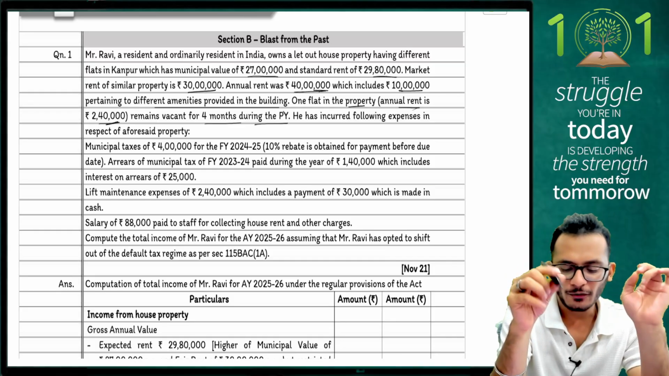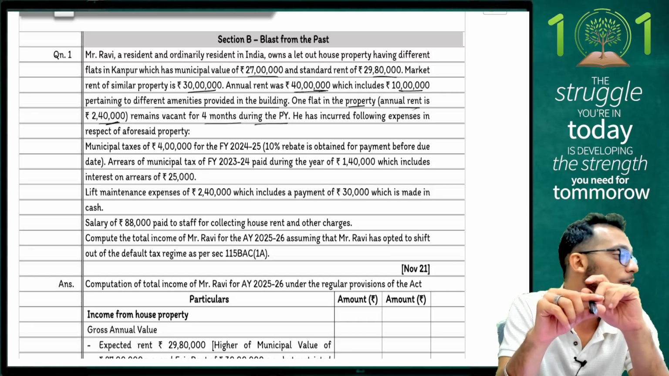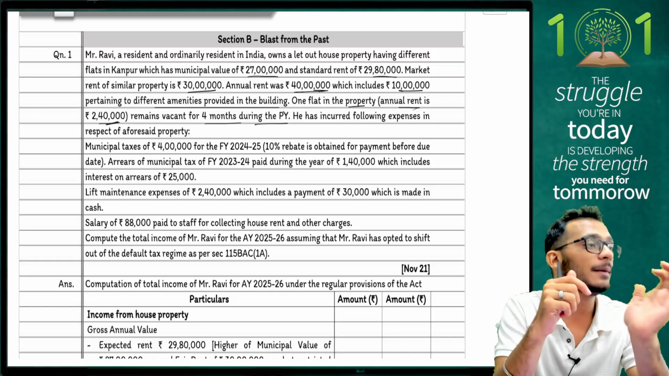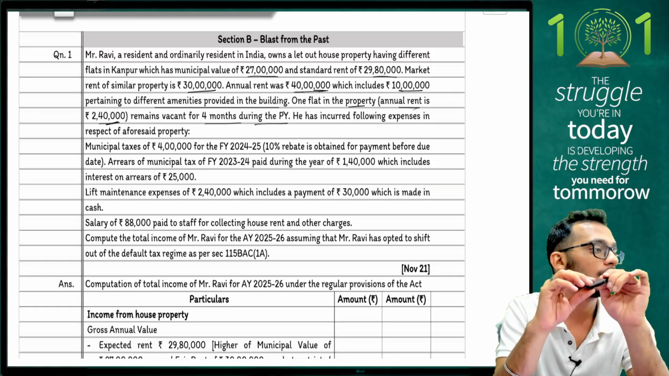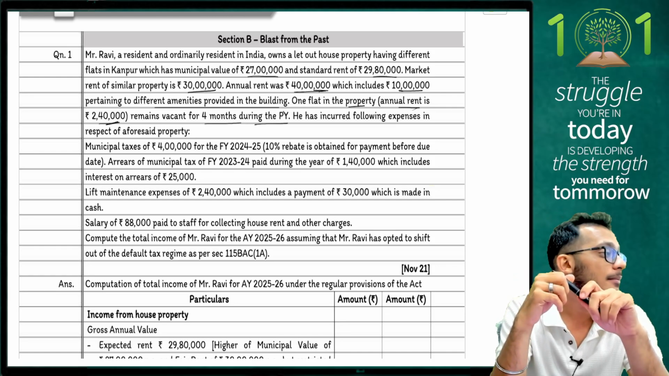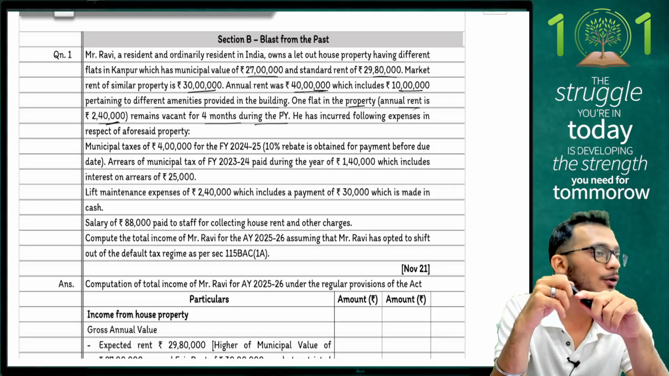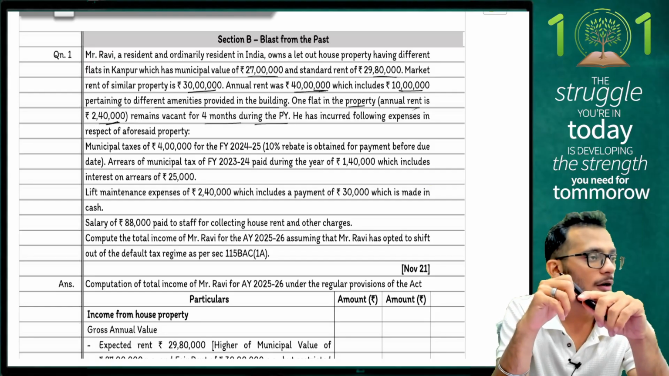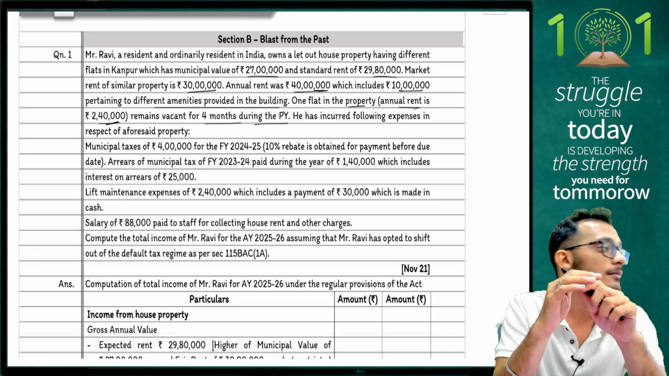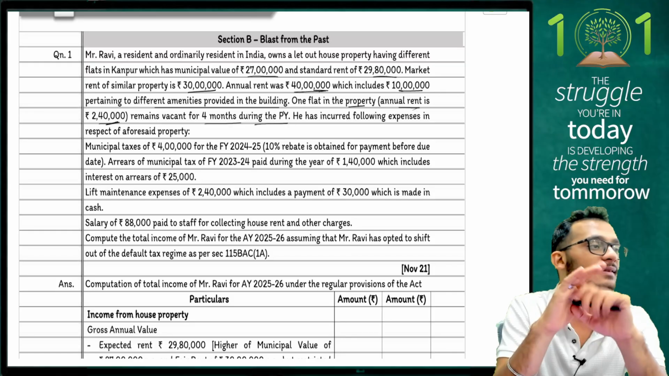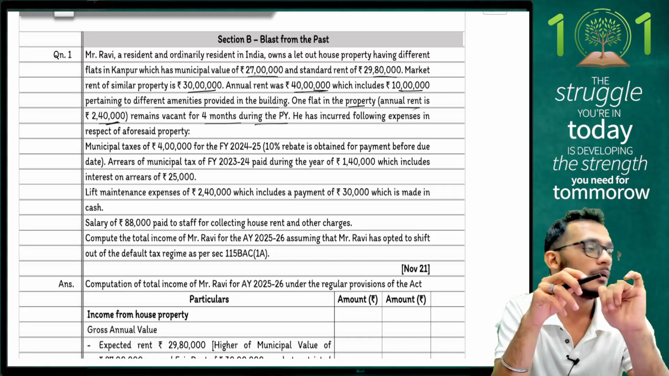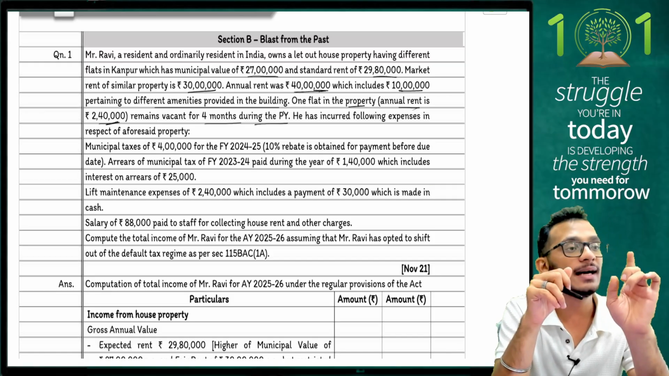A 10% rebate is obtained for payment of the money before the due date, which means 4 lakh is what I was supposed to pay, but I did not pay 4 lakhs. I paid 3 lakh 60 because I paid before the due date. The government gave me a concession. Now people, tell me, I have only paid 3 lakh 60 from my pocket. Can I claim the full 4 lakhs, saying that is the actual tax, or will I only claim what I actually paid? So I will claim 3 lakh 60.